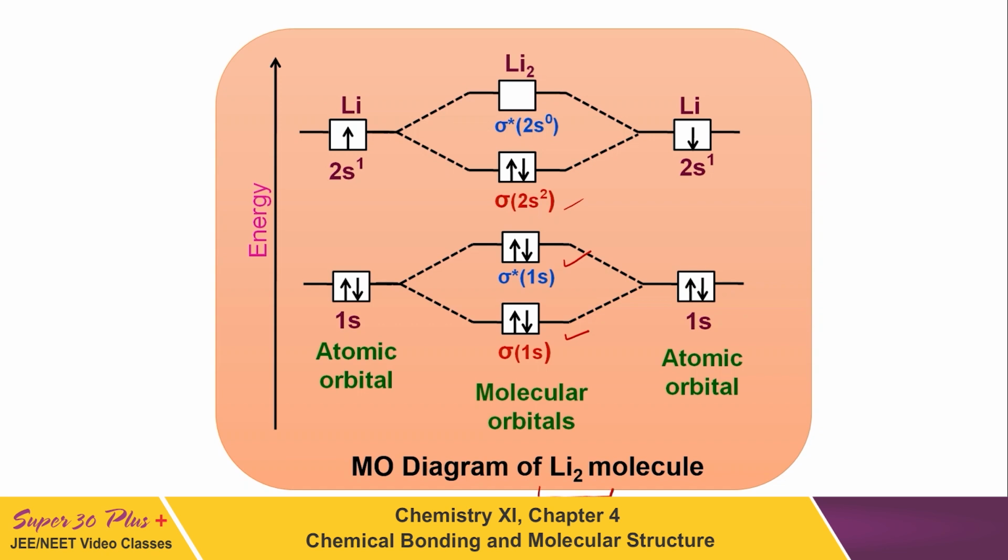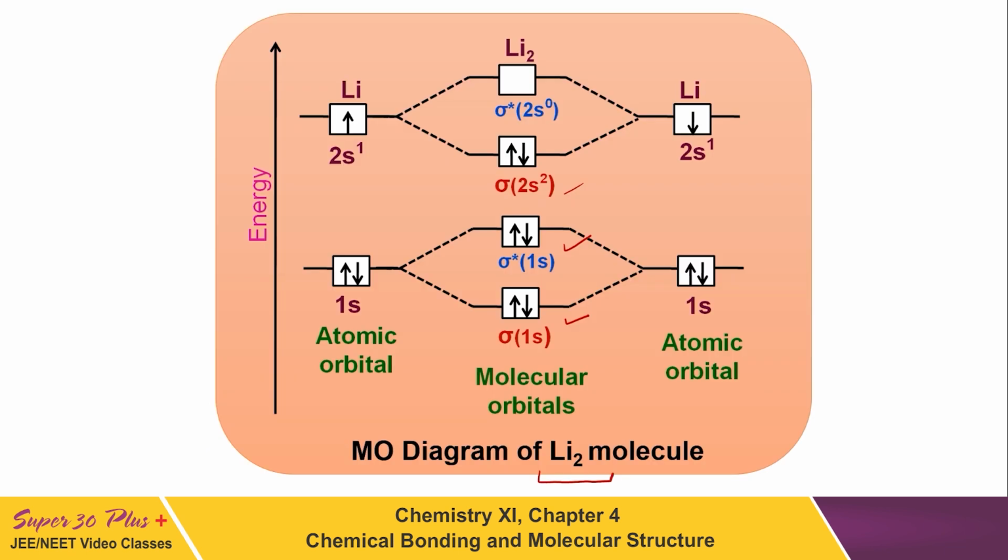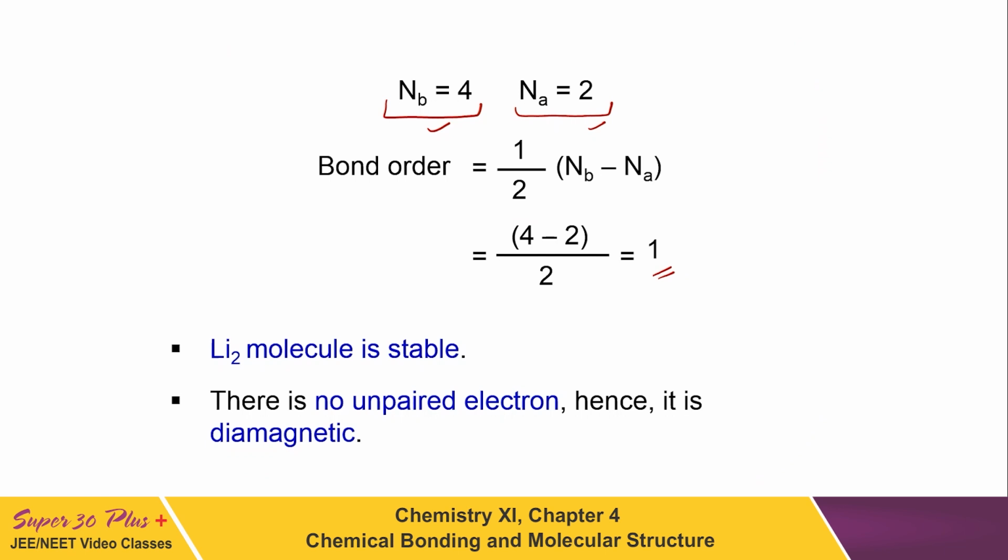What will you conclude with the help of this MO diagram? You see there are 4 electrons in BMO and 2 electrons in ABMO. So bond order will be 1. And do you see any unpaired electron here? These electrons are paired, paired, paired. So all 6 electrons are paired. No unpaired electron is present here. So there is no unpaired electron, hence it is diamagnetic in nature.